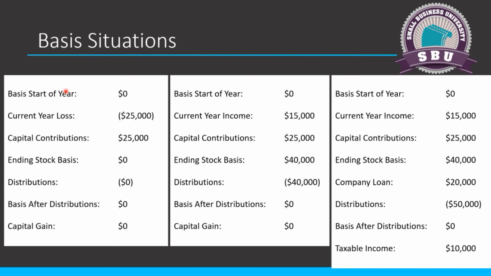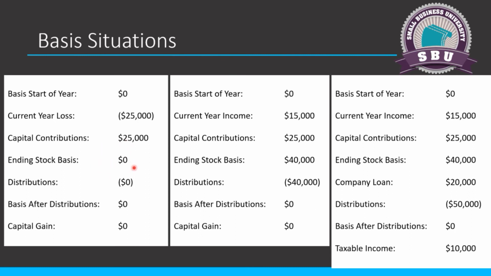Here's the first one. Basis at the start of the year. They have a current year loss. So this is the first year, and right out of the gate, they lose money, $25,000. Now, in order to lose $25,000, what would you have to do? You'd have to put $25,000 into the company. Unless you're borrowing money, if you're not doing any loans, the only way to get a $25,000 loss is to put $25,000 of something into the company at least. You might have put more. That means that at the end of the day, you have a $25,000 loss, but you put in $25,000, so your ending stock basis is zero.